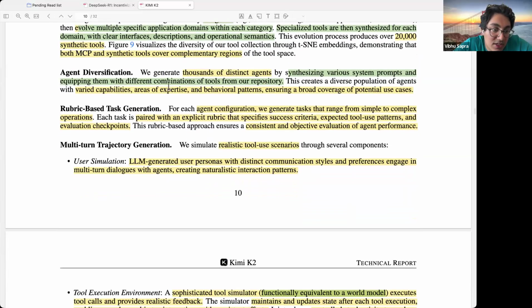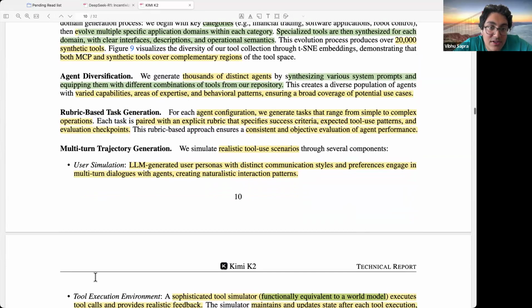Okay, agent diversification. Seems like generating all these synthetic tool workflows would take a ton of compute. Yeah, there's a lot of inference that goes into this stuff. Okay, agent diversification. So we just casually generate thousands of distinct agents. They synthesize various system prompts and equip them with different combinations of tools from our repository.